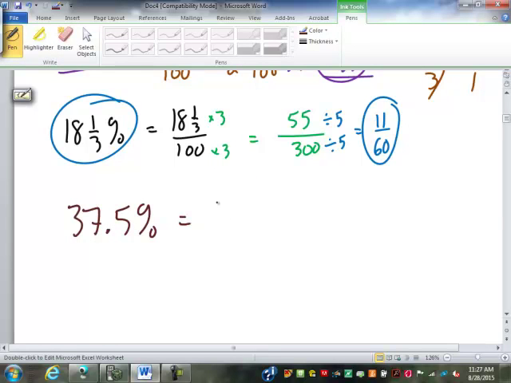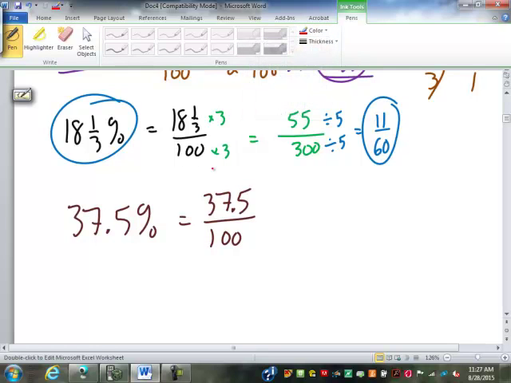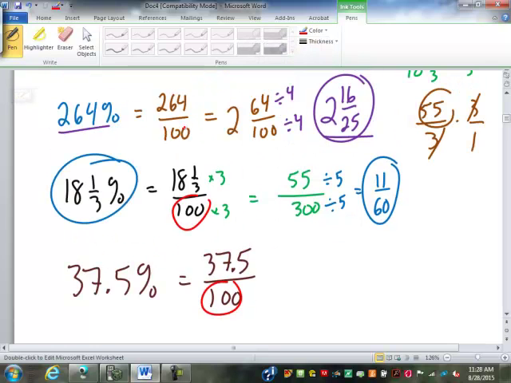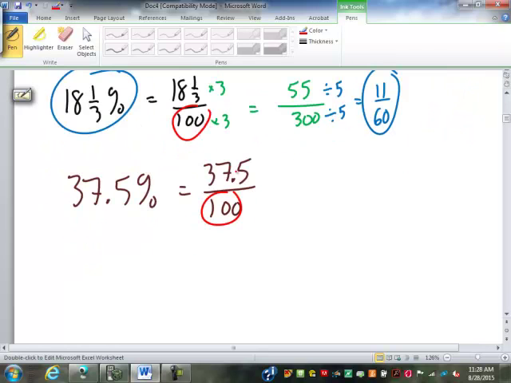37.5% of course is going to become 37.5 out of 100. You notice a pattern developing here? It's percent. It's always out of 100. Of course, it gets adjusted from there. What are we going to do with this one?